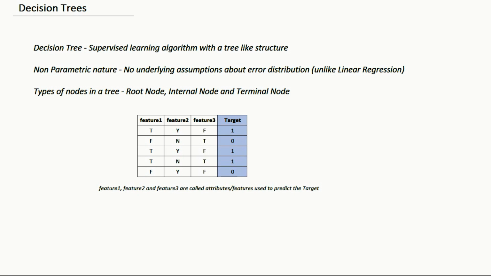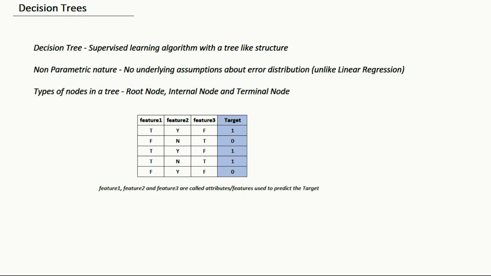Hi everyone, today we are going to talk about decision trees. A decision tree is a supervised learning algorithm, much like other supervised learning algorithms such as linear and logistic regression, k-nearest neighbors, support vector machines, and so on, and hence it can be used both for classification and regression tasks.